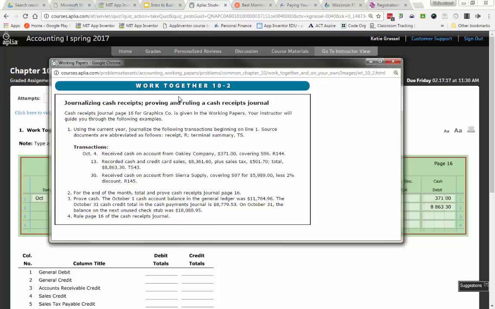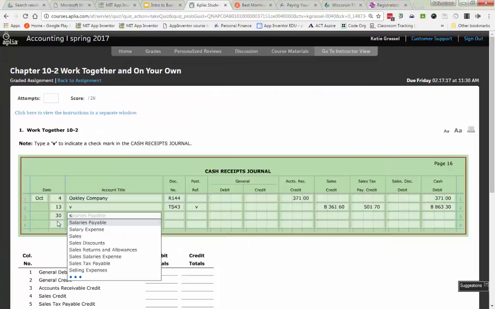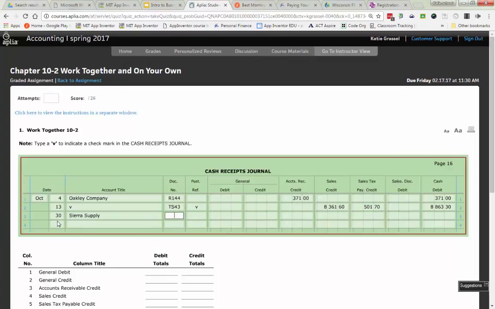So I'm going to put the date of the 30th. In our account title section, I'm going to put Sierra Supply. Buying supplies, if I bought supplies for cash, then I would have to put it in there.